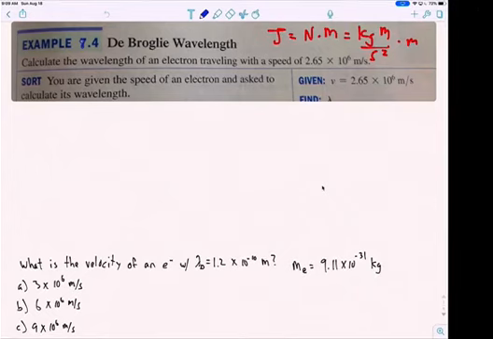Okay, so moving on, talking about quantum mechanical stuff, and let me talk about the wave-like properties of electrons. Electrons do also have wave-like properties, and we can calculate them based off of their wave-like properties. So let's do this. Calculate the wavelength of an electron traveling with speed of 2.65 times 10 to the 6 meters per second.